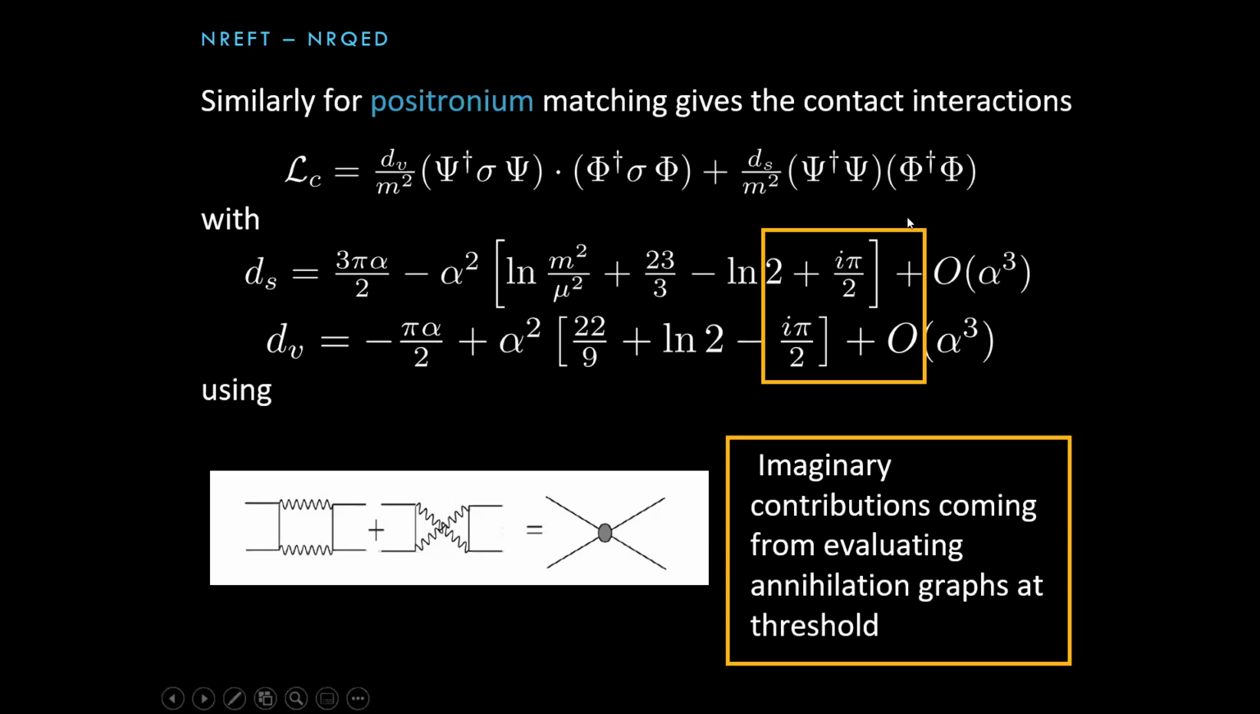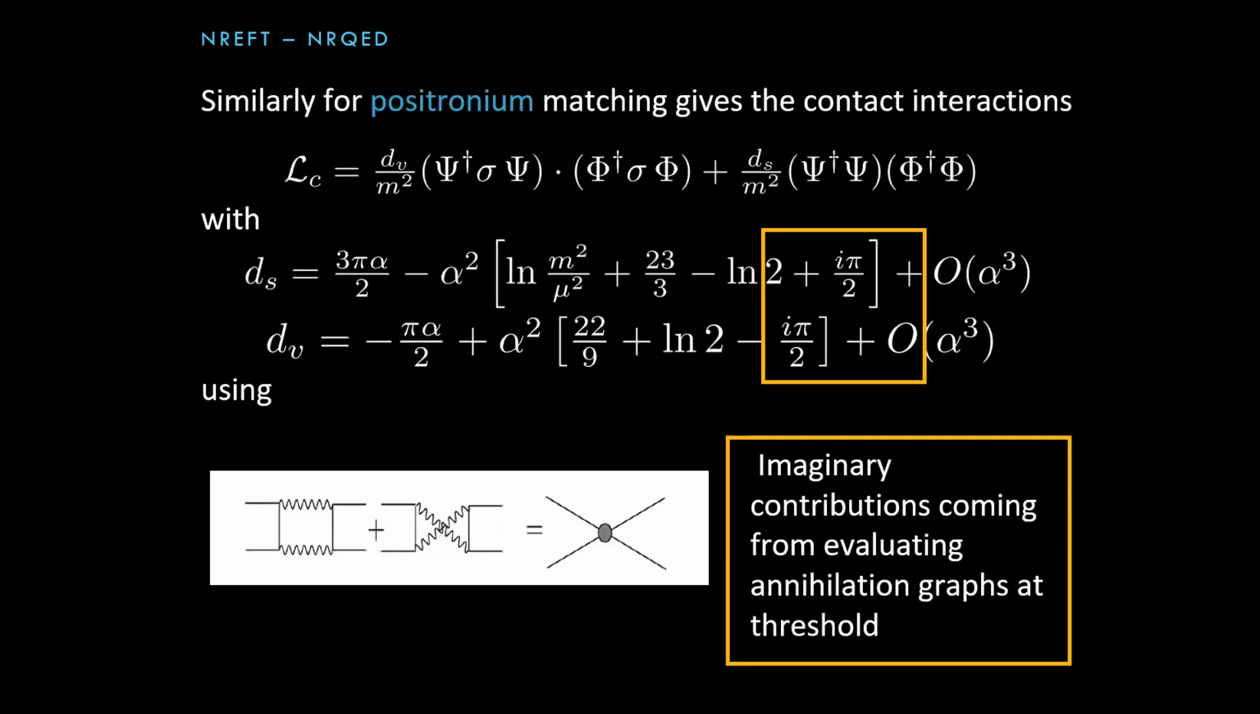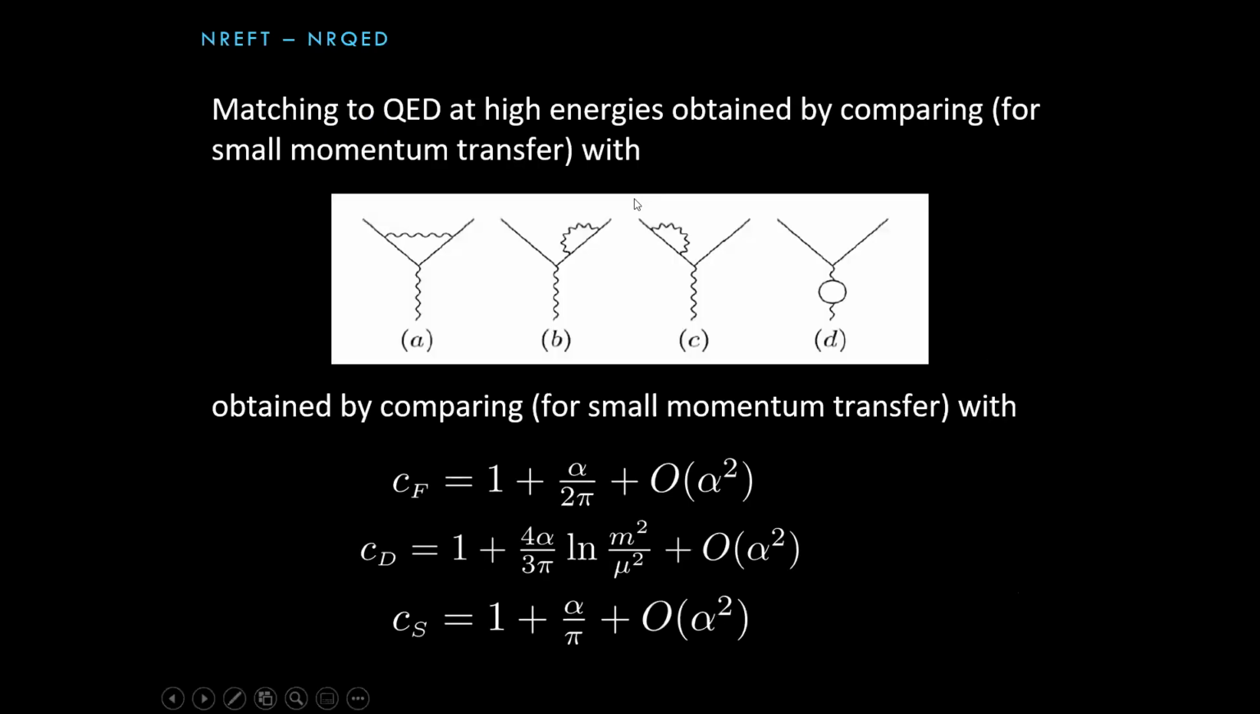But it does so in a way which is very specific. You have to have some density of electrons and positrons talking to each other for it to happen. It's not like the whole Lagrangian is all of a sudden complex. So given this Lagrangian, you can just use ordinary Schrodinger non-relativistic wave function arguments to figure out energy levels just using Rayleigh-Schrodinger perturbation theory. And an example of that using these coefficients dV, dS, and these coefficients CF, CD, and CS.